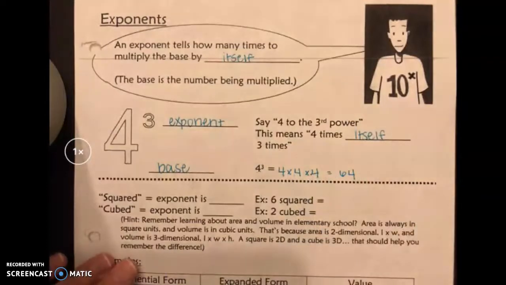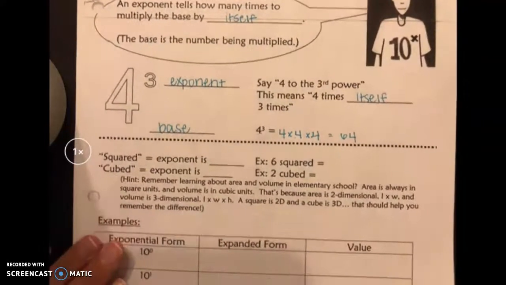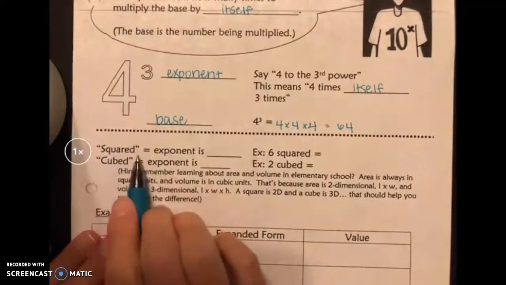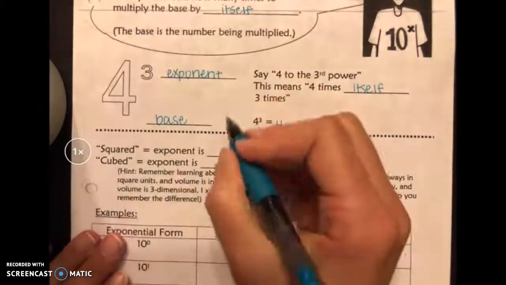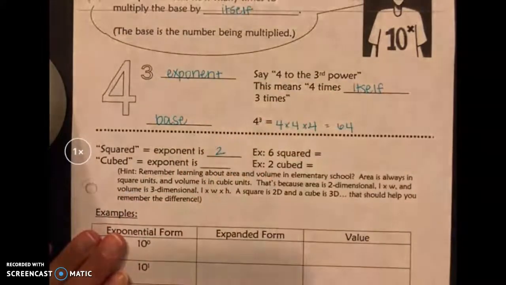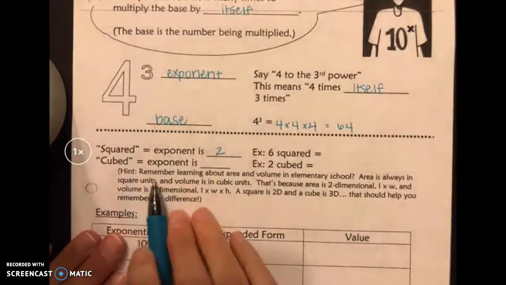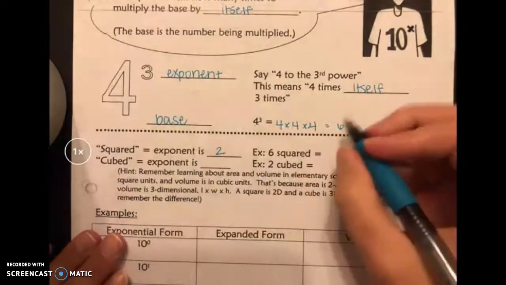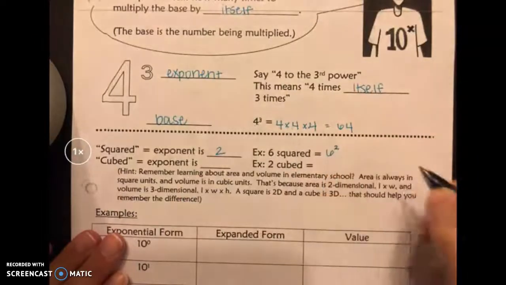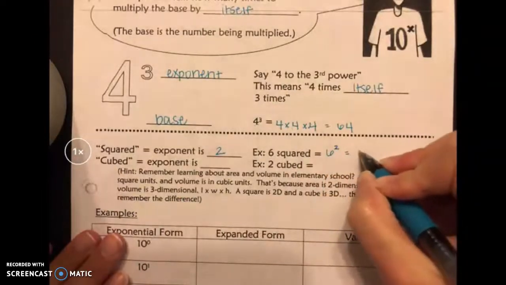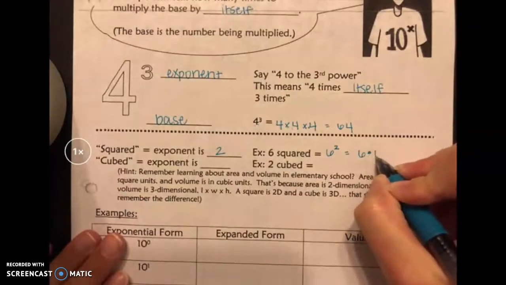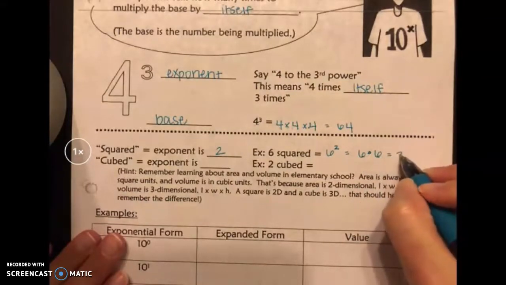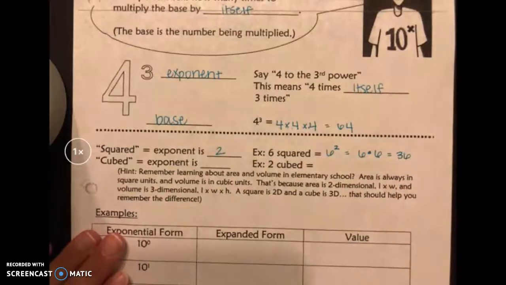Okay, so a couple other key words that we need to learn about. Squared. You're going to hear this a good bit. If something is squared, that means the exponent is a 2. We'll talk about cubed in a second. So 6 squared would be 6 to the second power, which means we would do 6 times 6, because we're multiplying 6 2 times. That would give us 36.